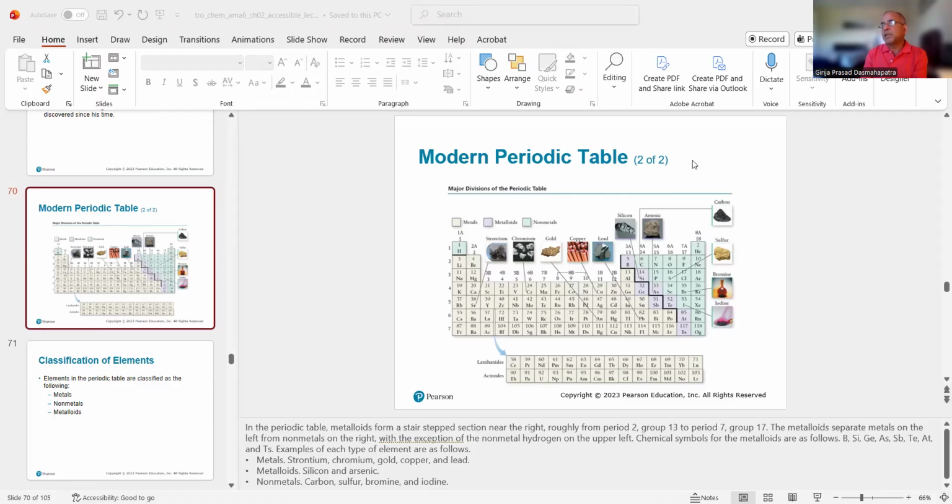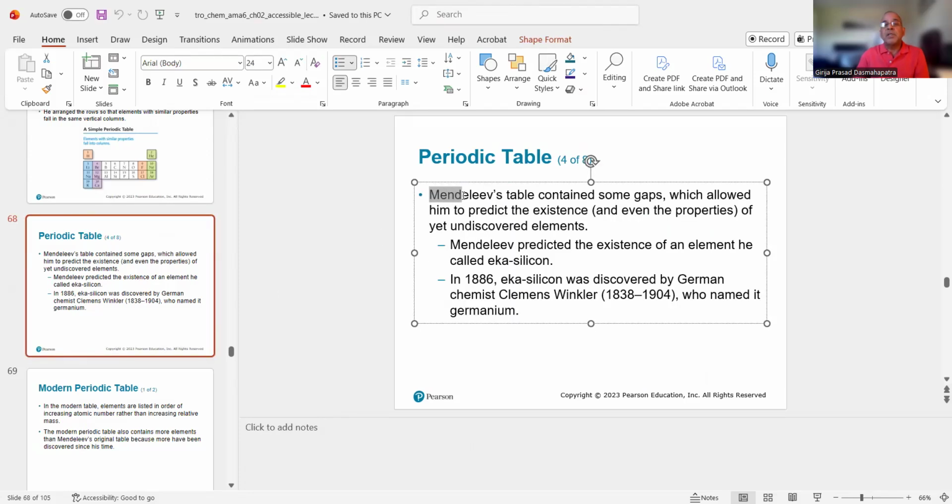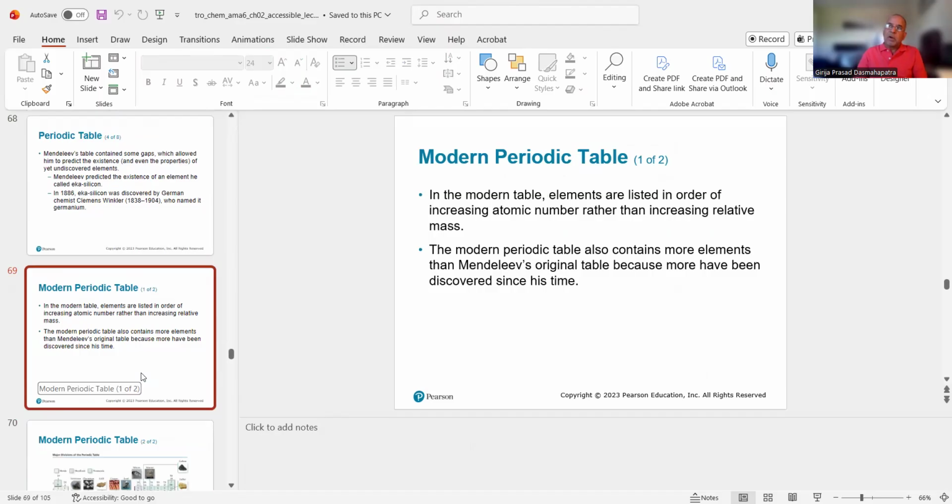The periodic table was first tried or invented by Mendeleev, and you can see the name of the scientist here. It was originally started by Mendeleev, but actually it didn't succeed. Although it was pioneering work in this area, there were significant limitations. I think you can read on your own. So we will be discussing this modern periodic table, called the modern long form periodic table.